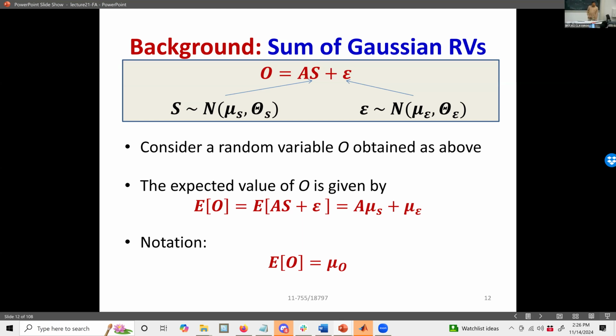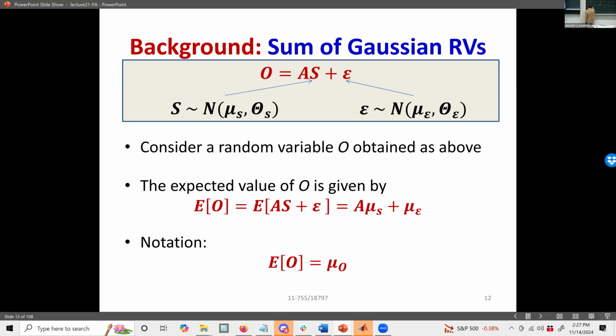So this means that O is Gaussian, right? What is the variance of O? What is the mean of O? I can just say the expected value of O is going to be the expected value of A times S plus epsilon, which is simply going to be A times the expected value of S plus the expected value of epsilon, which is A times mu S plus mu epsilon. It's just going to come out to be just that. Simply, I plug it in. What is the variance?